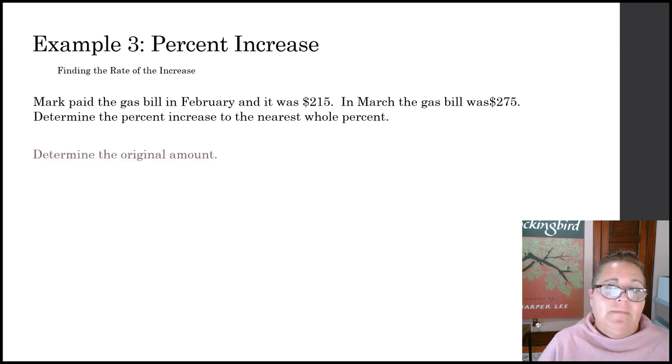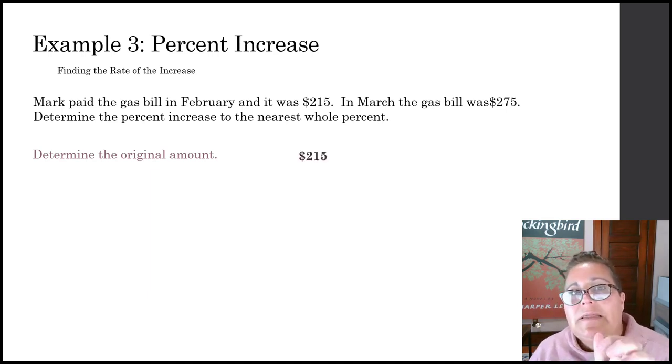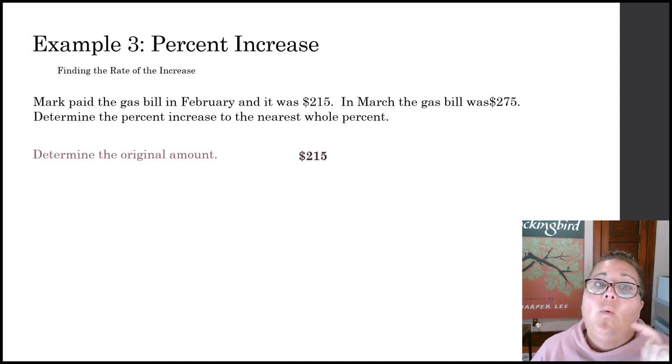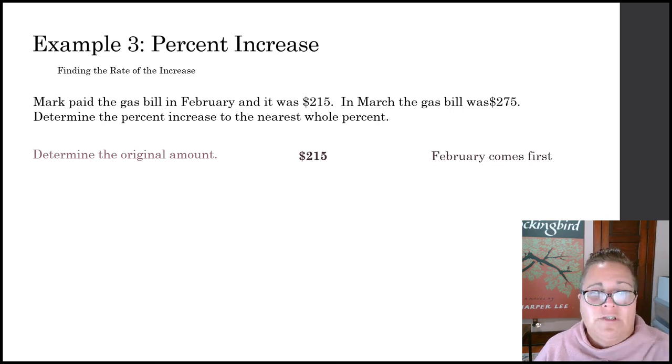So our original amount, there's two amounts. Is the original amount the $215 or the $275? Well, if it's a time issue, it's which one came first. In this case, our original amount is the 215 because February comes before March. So we're going to use 215 as the original amount because on a timeline, February would come first.